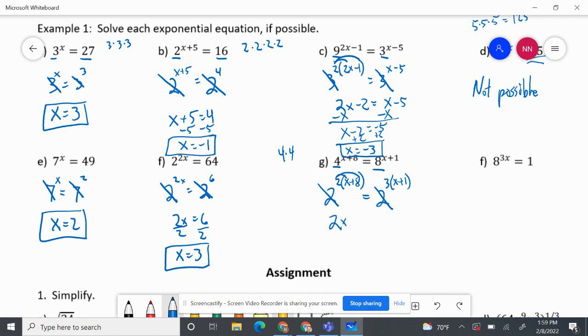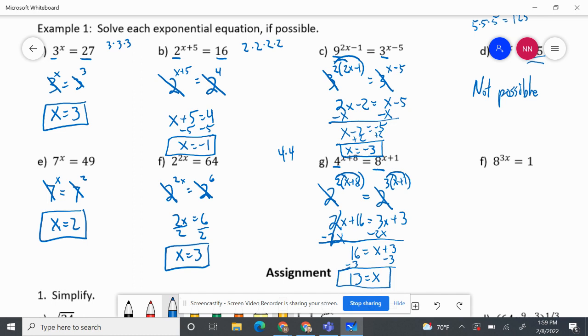So that gives me 2x plus 16. Distribute the 3. That gives me 3x plus 3. I'm going to get the x's on one side, so I'm going to subtract the 2x. And I get 16 equals x plus 3. I subtract the 3. And that gives me x is equal to 13.